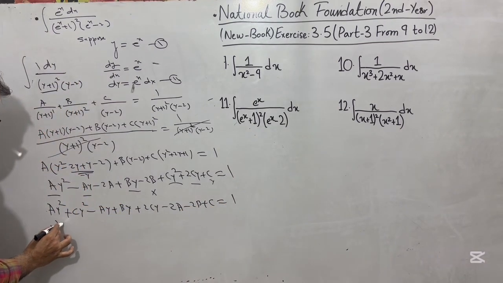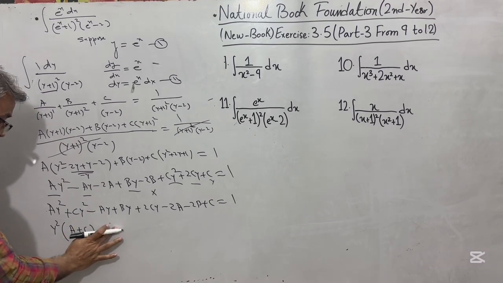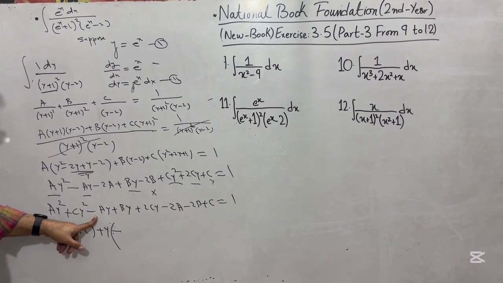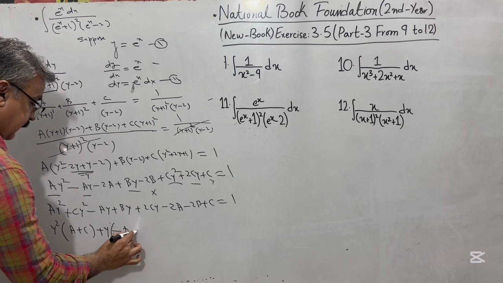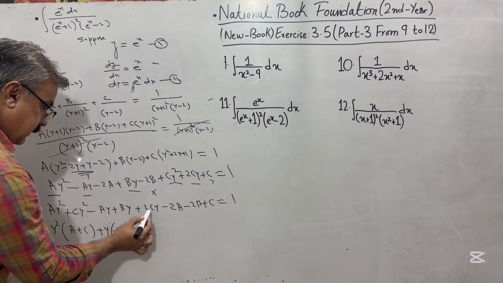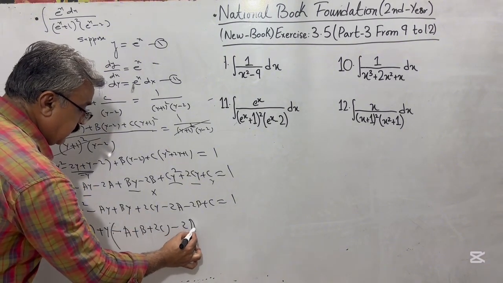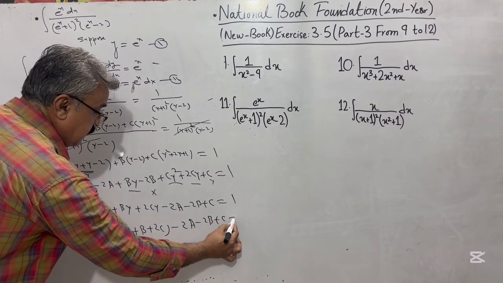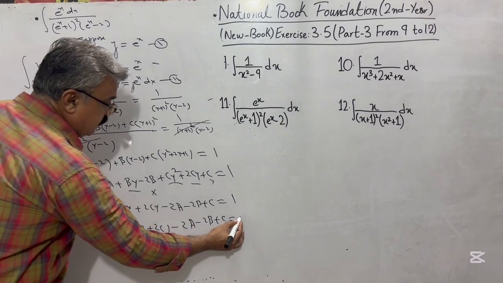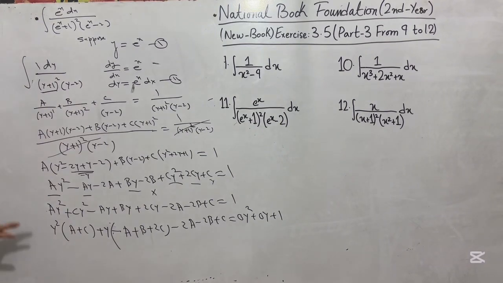Taking y square common: A plus C. Taking only y common, keeping the negative sign with A: minus A plus B plus 2C. The constant term is minus 2A minus 2B plus C. This is equal to what? I have to manage y square, y, and without y, so I can write freely 0 y square plus 0 y plus 1.